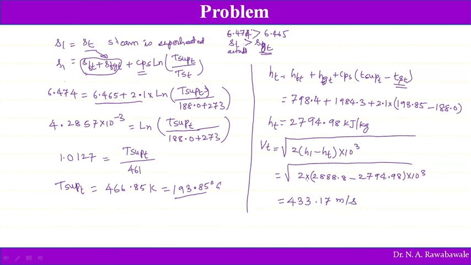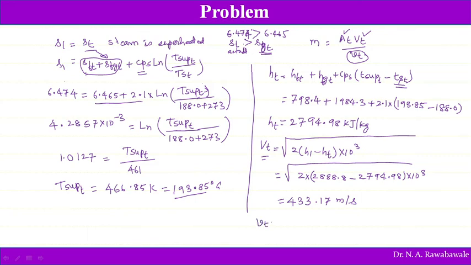Meters per second. So our velocity at throat is known. So what is our aim? The aim is to find out the mass flow rate. So the mass flow rate of steam is equal to AT VT divided by small vt. Now this VT is known, the area at throat is known, and small vt is the specific volume of steam at throat.